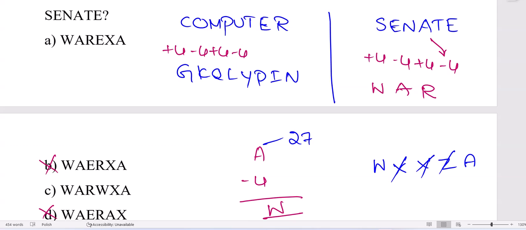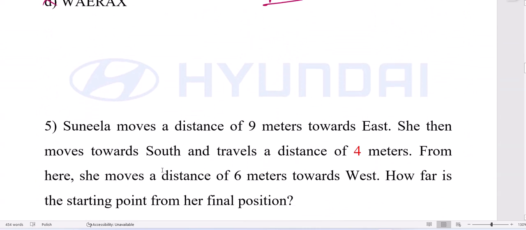Minus 4 means we have to go back, skipping only 3 letters. Plus 2 means forward direction, skipping 1 letter. Plus means forward, minus means back. So like that also you can try. We need W. So R and W are there only in option C. So likewise we can go with option C.